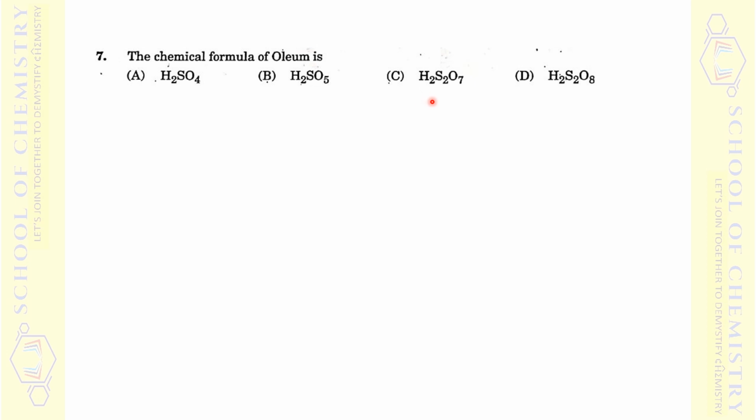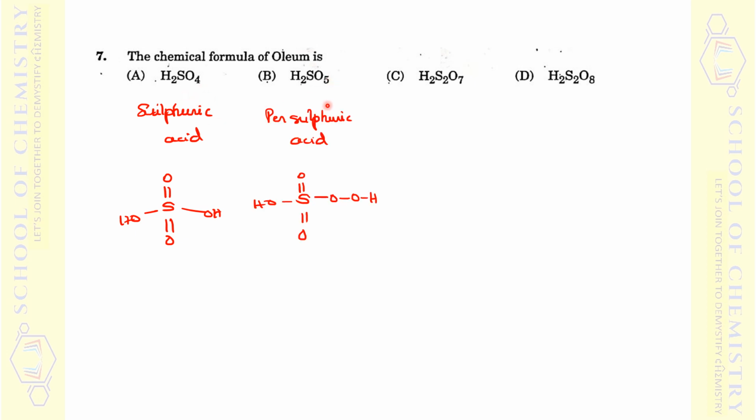But we shall see the structures of all four species that they have given. The first one is very easy, sulfuric acid, the structure of which is represented here. The next one, H2SO5, has just one more oxygen present extra in comparison with sulfuric acid. This is called persulfuric acid, and the extra oxygen atom is inserted here between sulfur and oxygen.